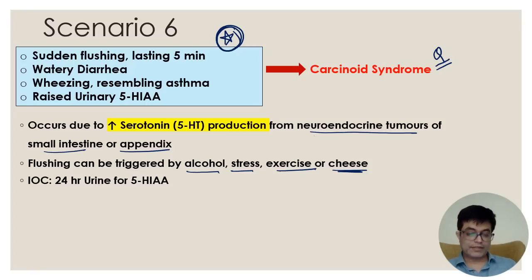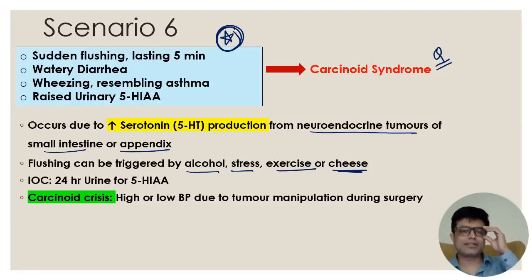Then the investigation of choice in such patients will be checking the urine: you do a 24-hour urine collection, and then check the 5-HIAA levels. If the levels are above the age and gender related threshold, there are tables, nomograms available, that is virtually diagnostic of carcinoid syndrome. Now there are two crises that you need to remember, two fancy terms related to it.